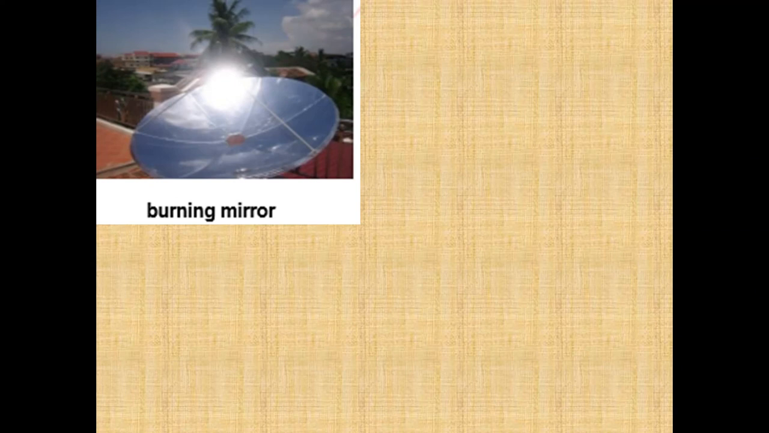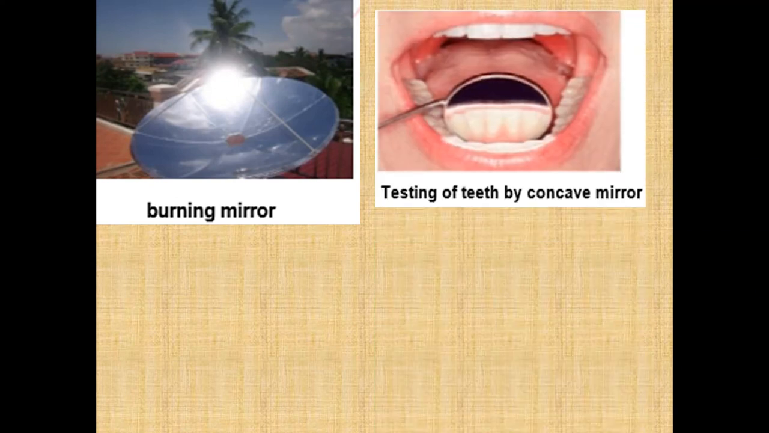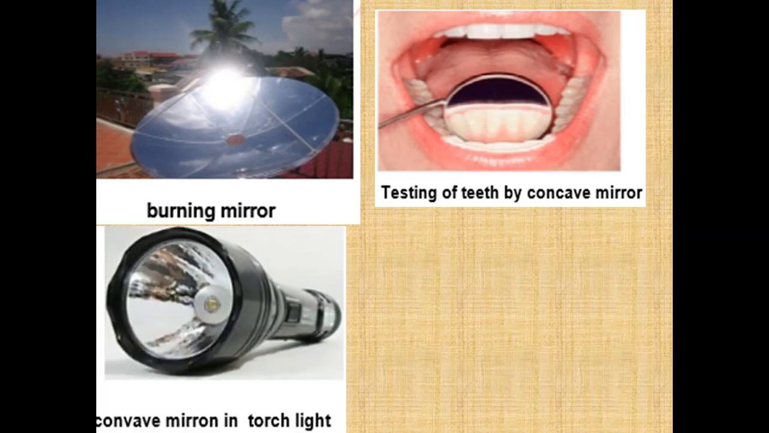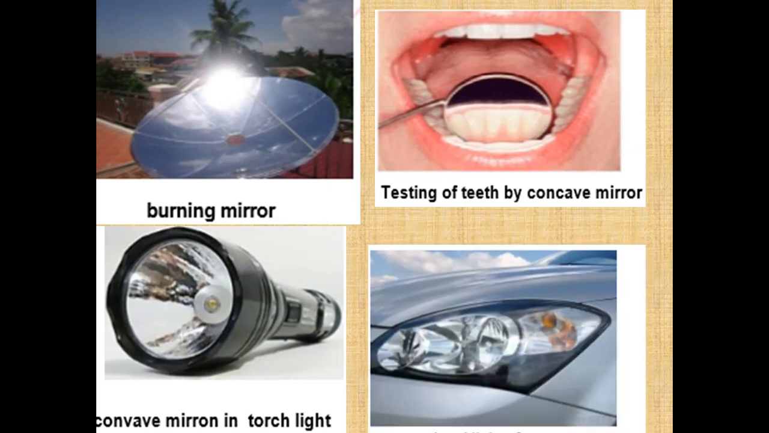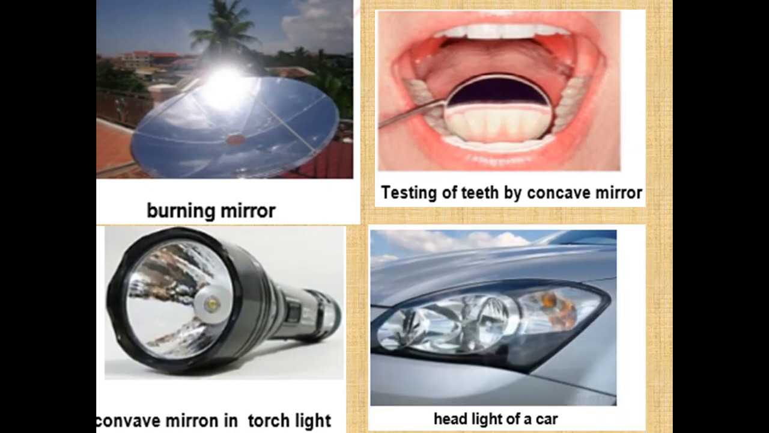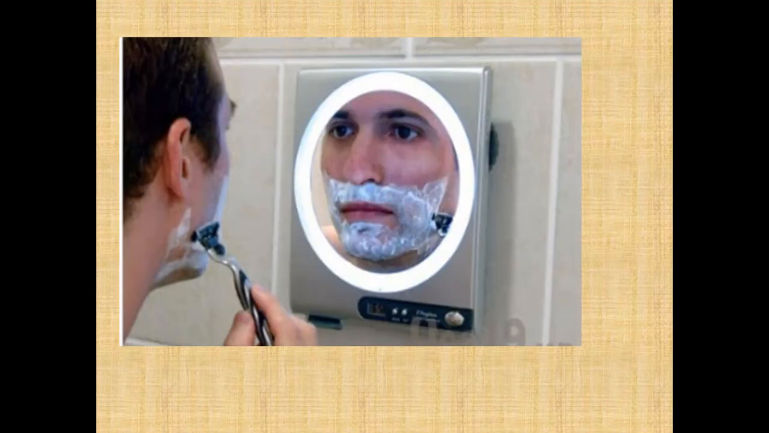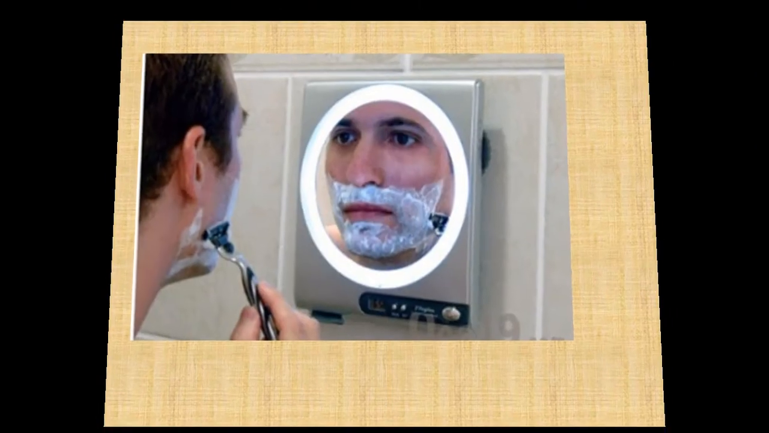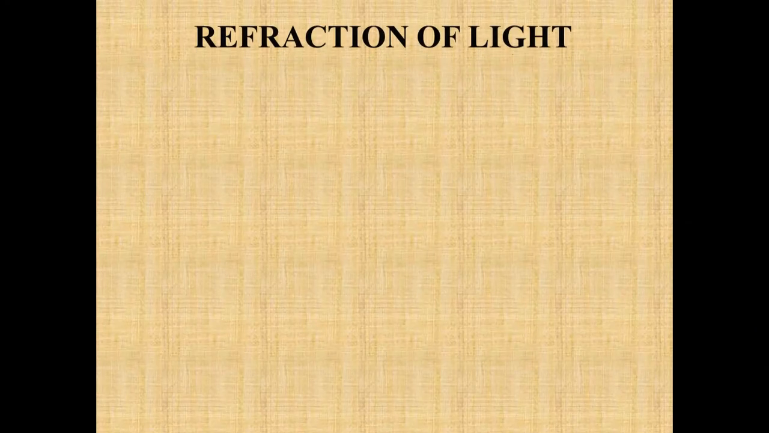They are used as a reflector. They are used by the dentist. They are used in the torchlight to increase the area of light. Then they are used in the headlight of the car. Then they are used as shaving mirrors also. So these are the few uses of the concave mirror.